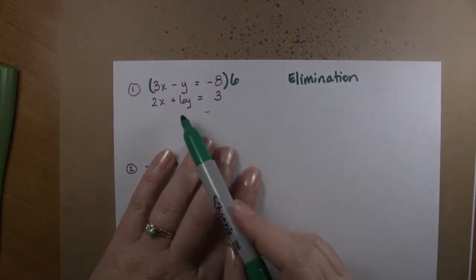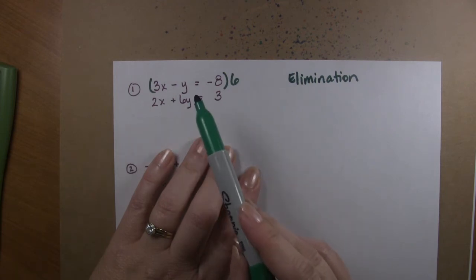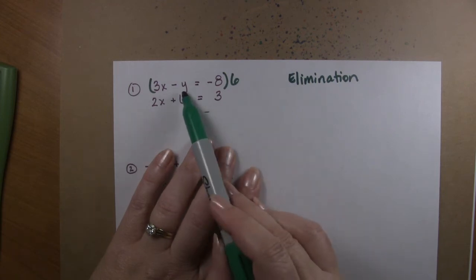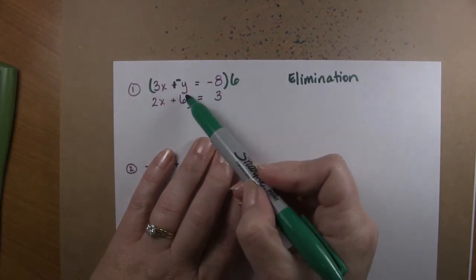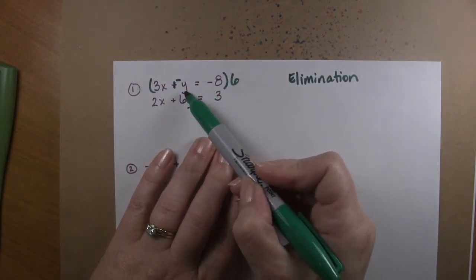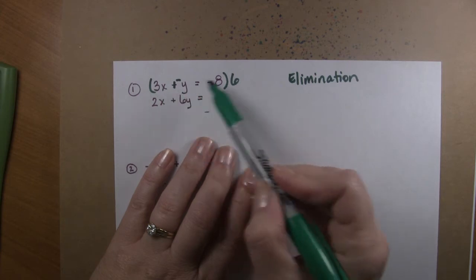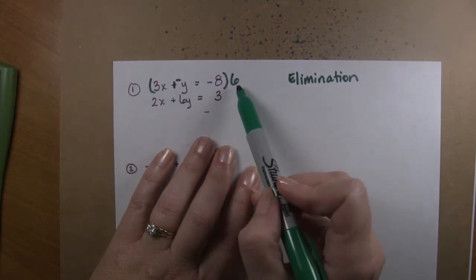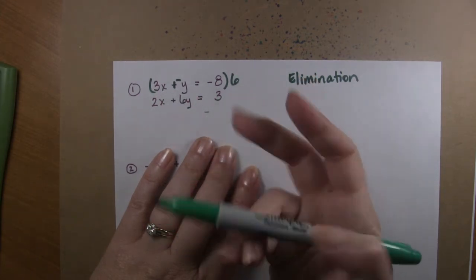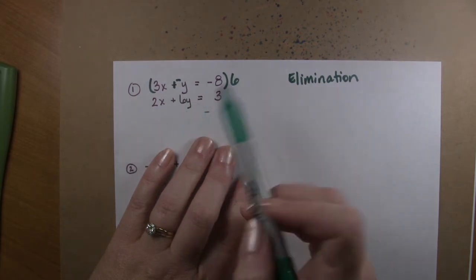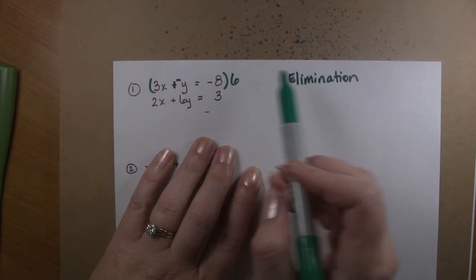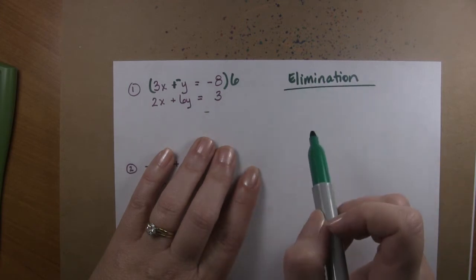Now, you could use the substitution method and try to get y by itself, but I'd like you to notice that y right now is a negative y, which means that you would have to move this over and then multiply by negative 1 again. So it's a two-step process to get y truly by itself. And 2 steps is not as good as 1 step. So I'm going with elimination here.